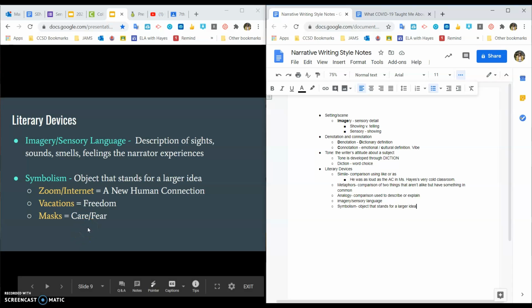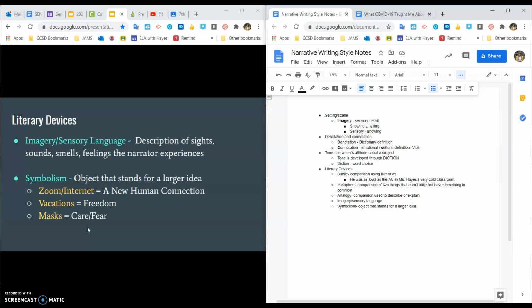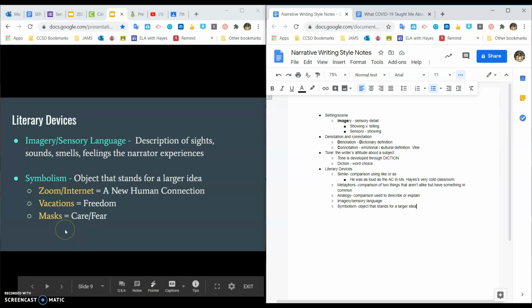Some people might feel that wearing a mask could be a symbol of fear. And that also goes to show the fact that symbols are not always straightforward. Symbols can have multiple meanings. So be intentional about how you use those.